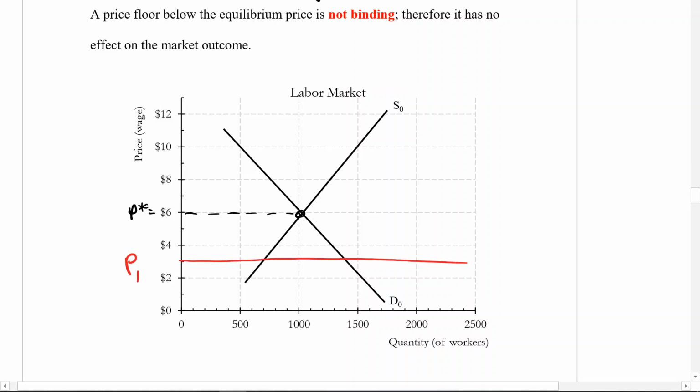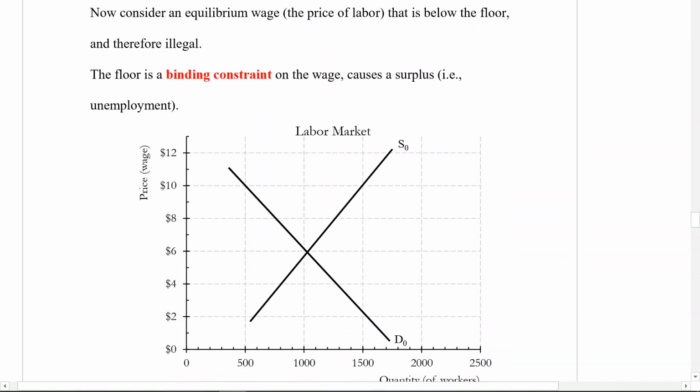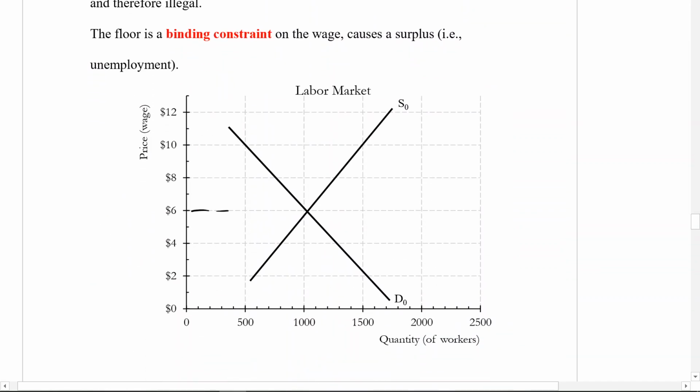So the price for the minimum wage is equal to 3. That means anything below $3 is illegal. It's illegal to pay less than $3 an hour. But the equilibrium wage in this case is above the price floor. It's above 3. So again, it's what we consider non-binding and no effect on the market outcome. The more interesting case is a binding price floor where we have our equilibrium wage of $6 and we put in a higher minimum wage.